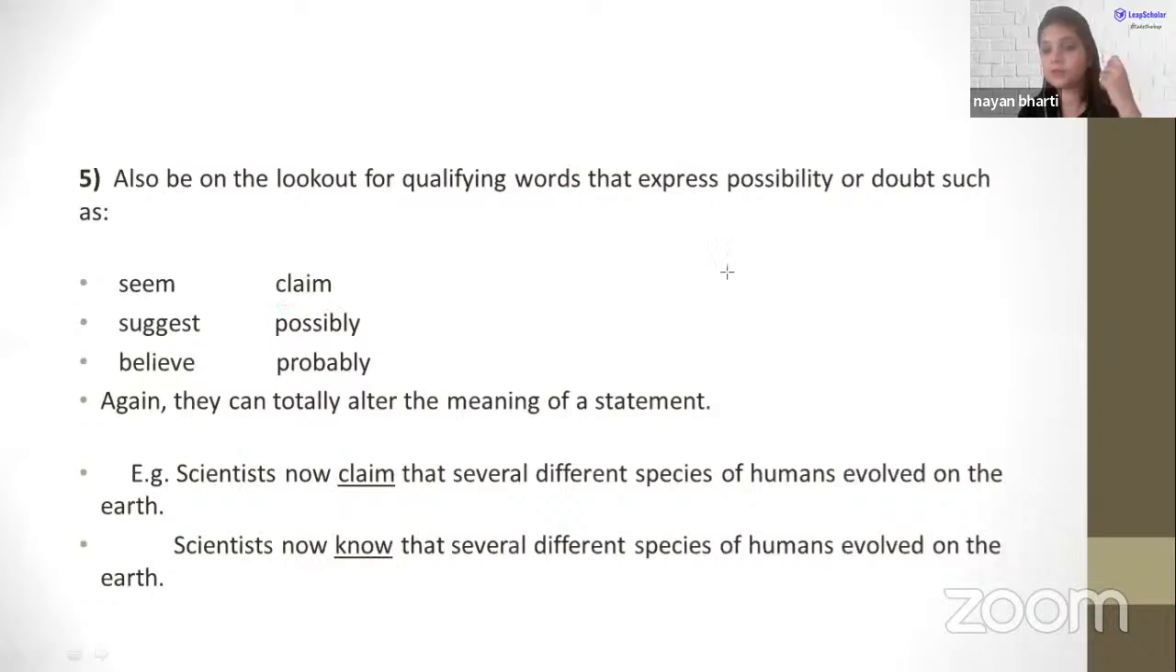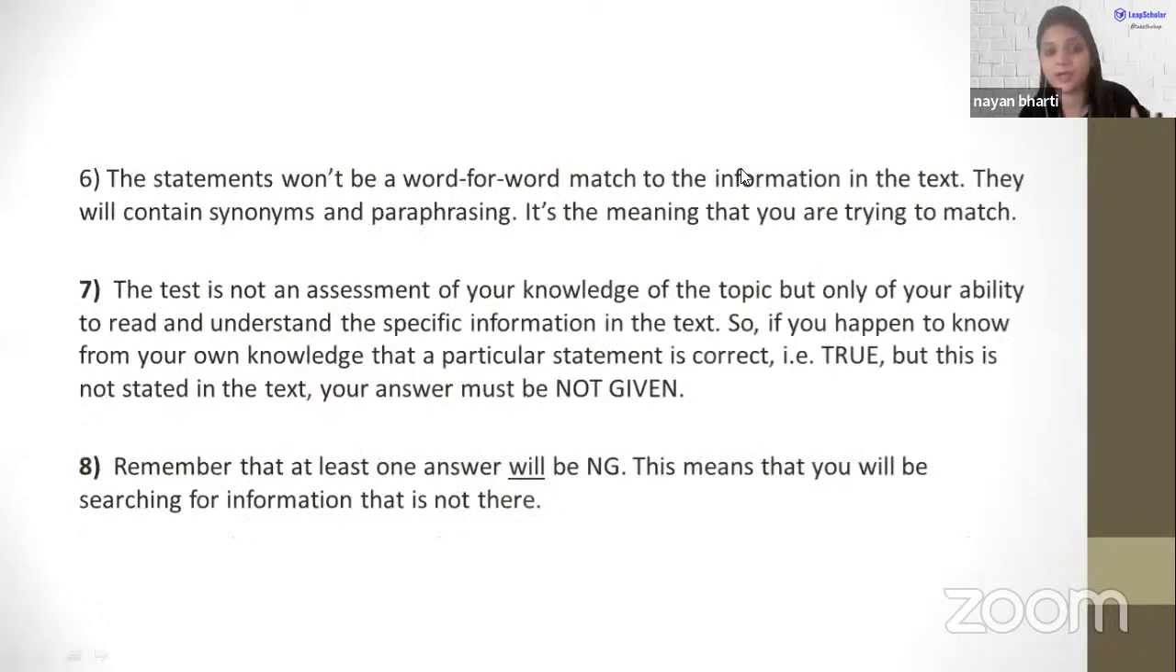So watch out for the distractor, watch out for the qualifying words, like the example that we have done, it may rain, it will rain, right? So just one word can completely change the meaning of the sentence. So be very careful with that part. Okay.